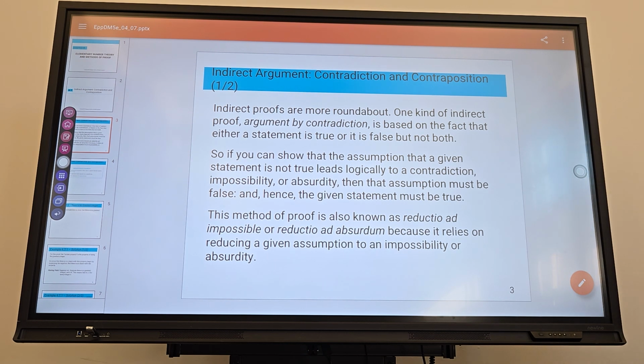So if you can show that the assumption that a given statement is not true leads logically to a contradiction, impossibility, or absurdity, then that assumption must be false. Hence, the given statement must be true. This method is also known as reductio ad impossibile or reductio ad absurdum, because it relies on reducing a given assumption to an impossibility or absurdity.